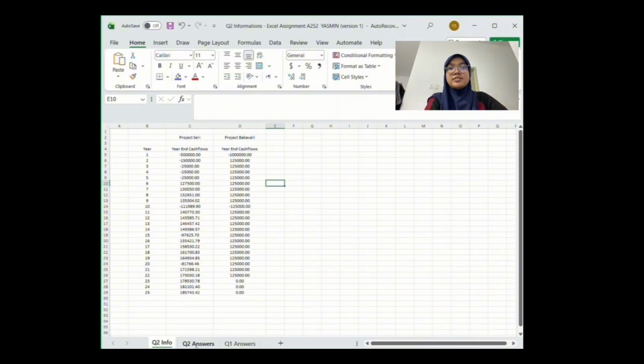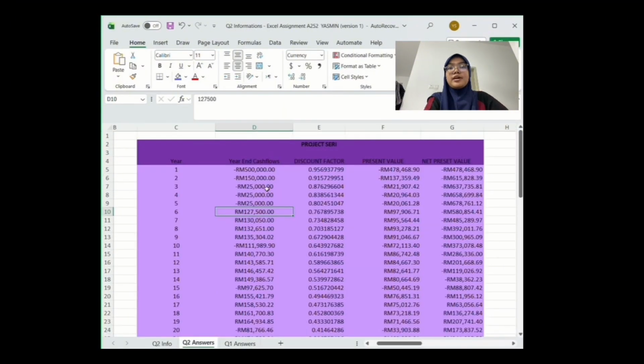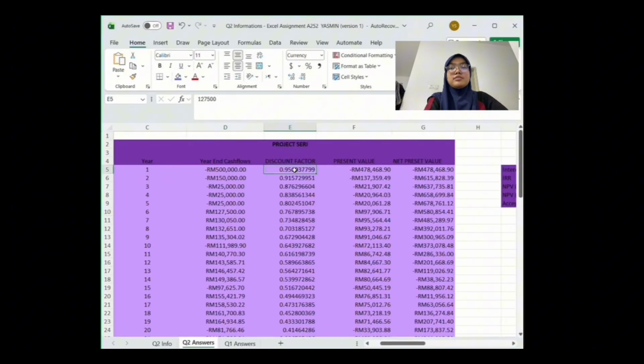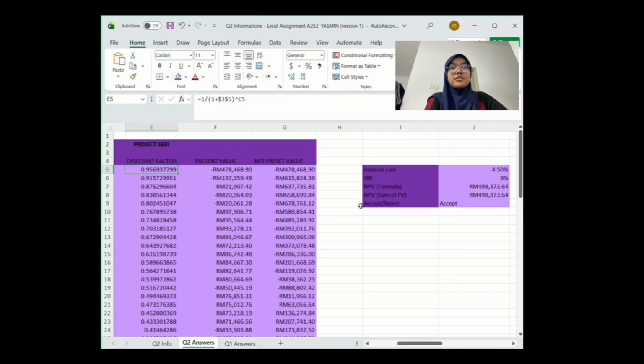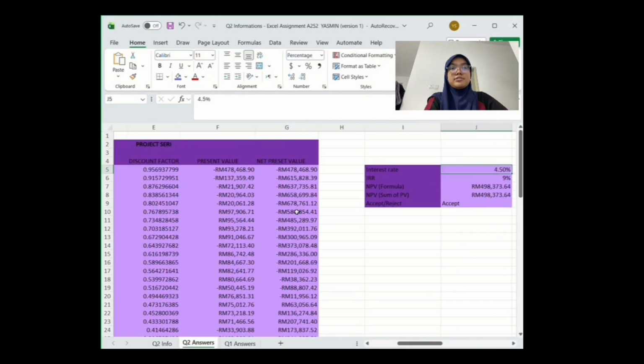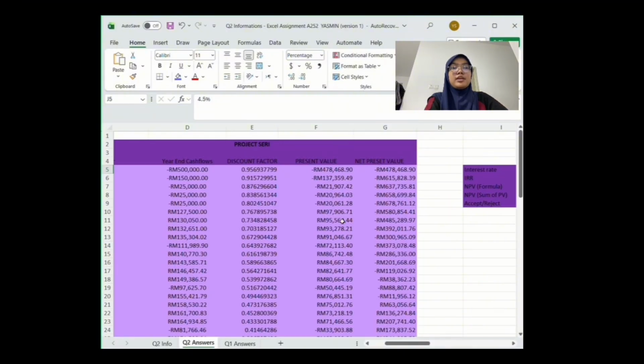So here are the year-end cash flows from the given info, and then this is the formula for the discount factor: 1 divided by the sum of 1 plus the interest rate, raised to the exponent of the year number. Here is the interest rate. This formula allows us to convert future cash streams into current ringgit values based on the 4.5% target rate.